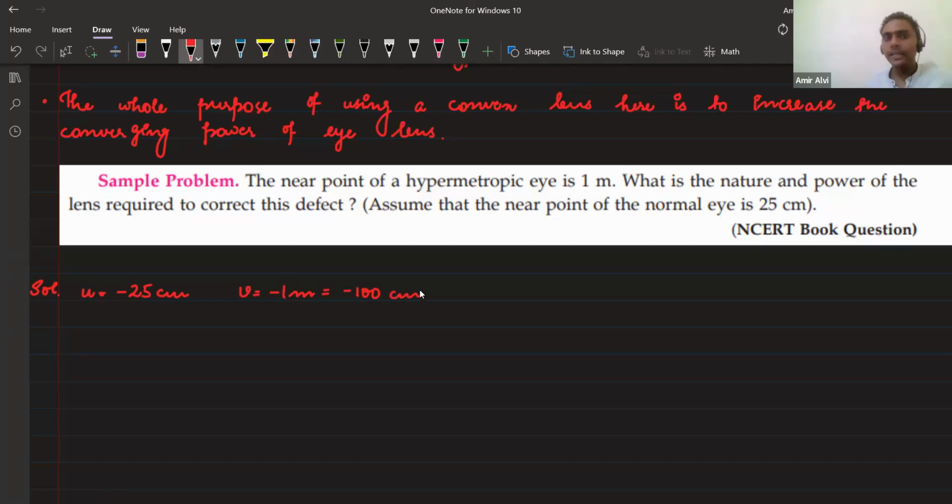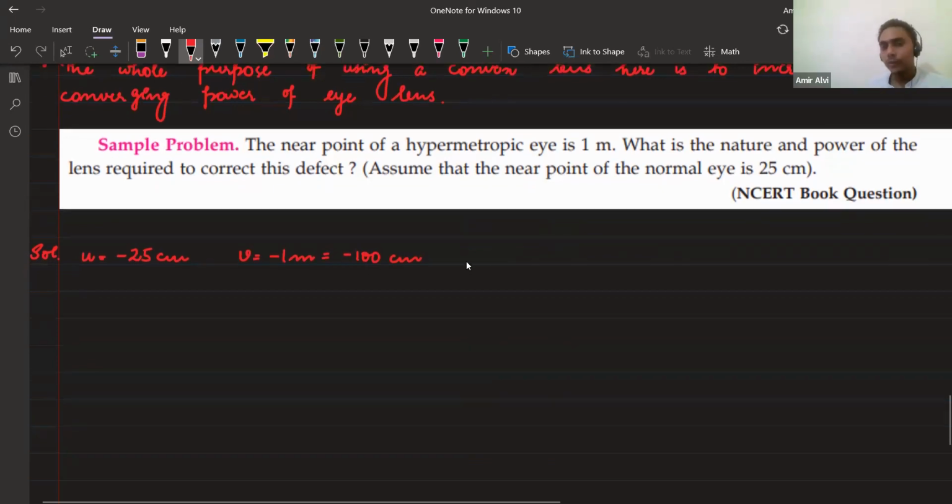Centimeter. Okay, I need to find the focal length. I need to find the power of a lens. So how can I find the power of the lens? By using the focal length. And if I need to find the focal length, I have to use the lens formula.